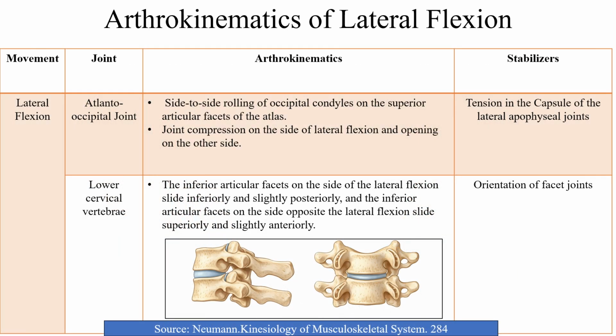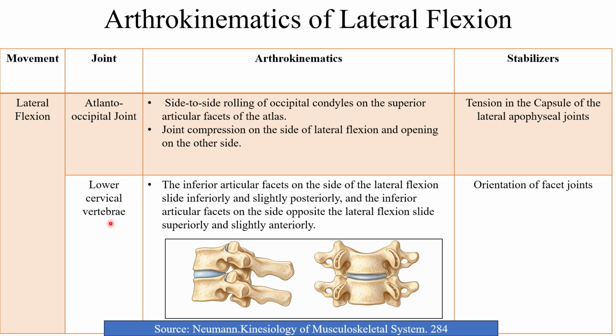Let us discuss the arthrokinematics of lateral flexion. As discussed earlier, atlantoaxial joint contribution to lateral flexion is negligible, so we have not included it here. So if you see the atlantooccipital joint, there is a side-to-side rolling of the occipital condyles that occurs on the atlas. So if I am doing right lateral flexion, right-sided occipital condyles compress the right-sided lateral mass of the atlas, or the articular facet of the atlas. So the stabilizer will be the tension in the joint capsules of the lateral apophyseal joints.